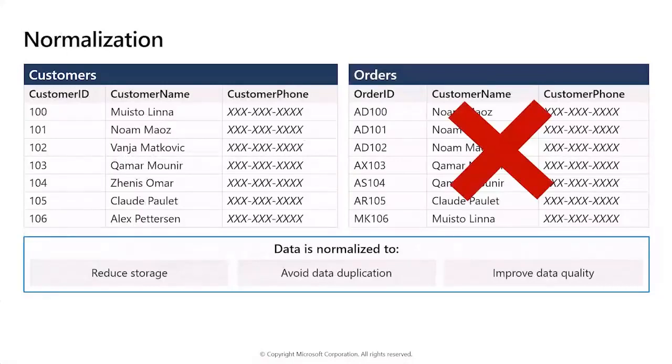Typically, when we're designing a relational data model, we need to normalize the data so that we can reduce storage, avoid data duplication, and improve data quality. So, for example, instead of storing a replica of the customer's details in the order table, we would split out that data into two separate tables and reference the customer table from the orders table.